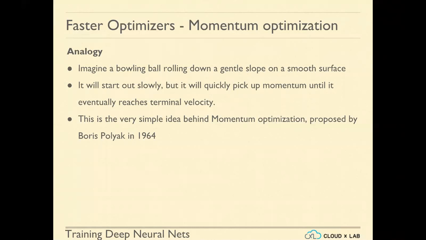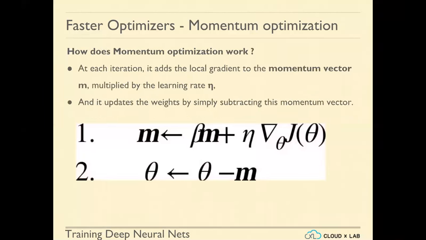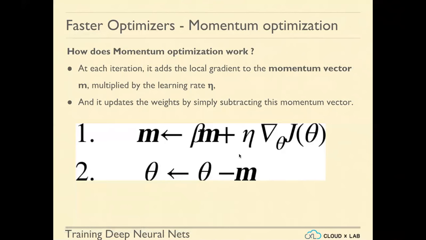So basically it will start slowly but quickly pick up momentum until it eventually reaches the terminal velocity, right? This is what we learned earlier. If you see the momentum optimizer, we are computing the momentum at every point. How? Adding the previous one plus the rate of change of error with the eta. This is our current momentum, and based on this momentum we are subtracting from theta, right?